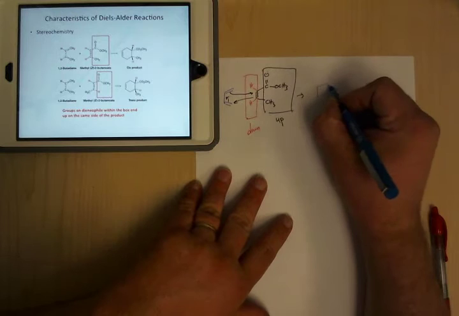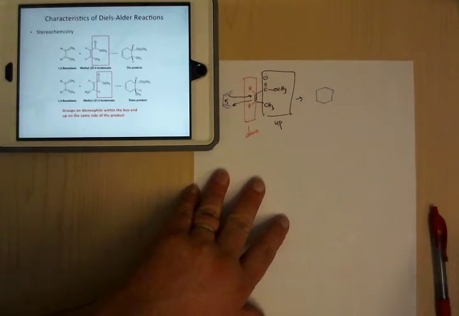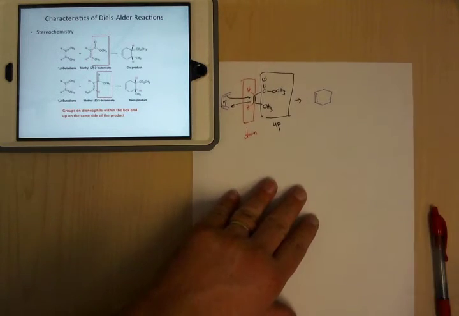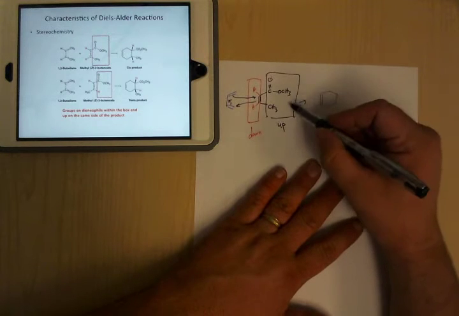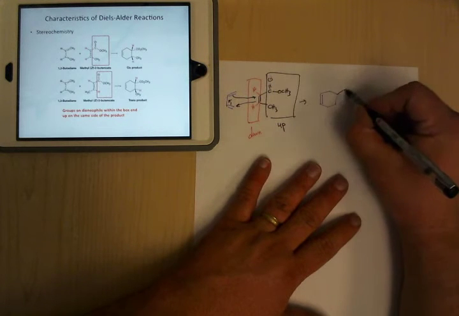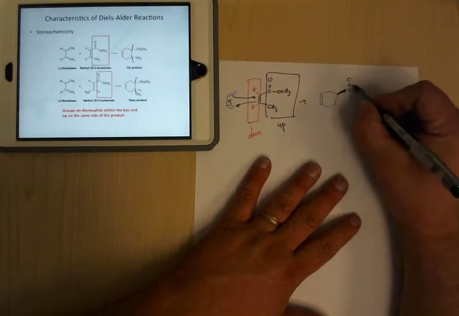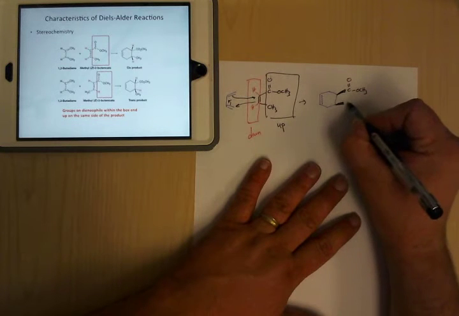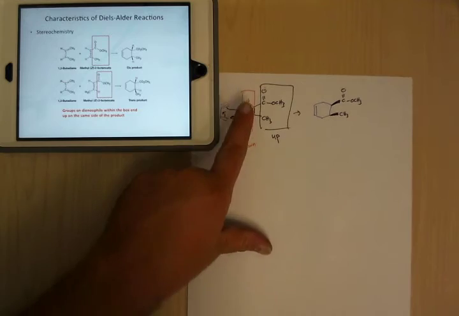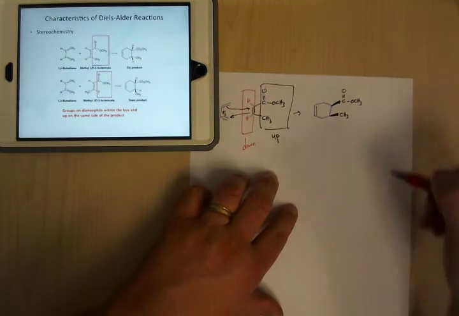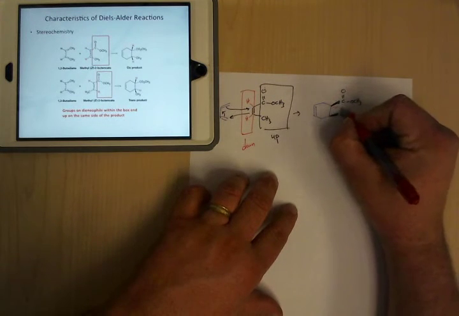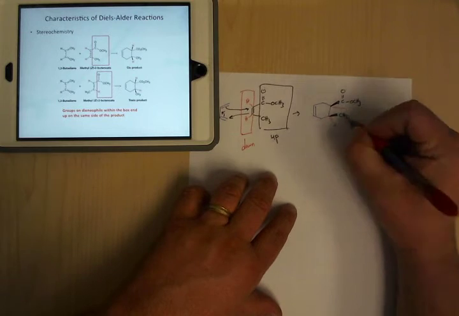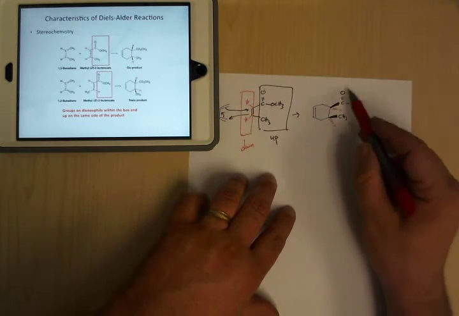So don't forget your double bond over here. Okay, and so what happens is we're going to say if this group goes up, that means this group goes up too. That means these two guys on this side of the dienophile are going to go down, like that. And so here's the stereochemistry of this product.